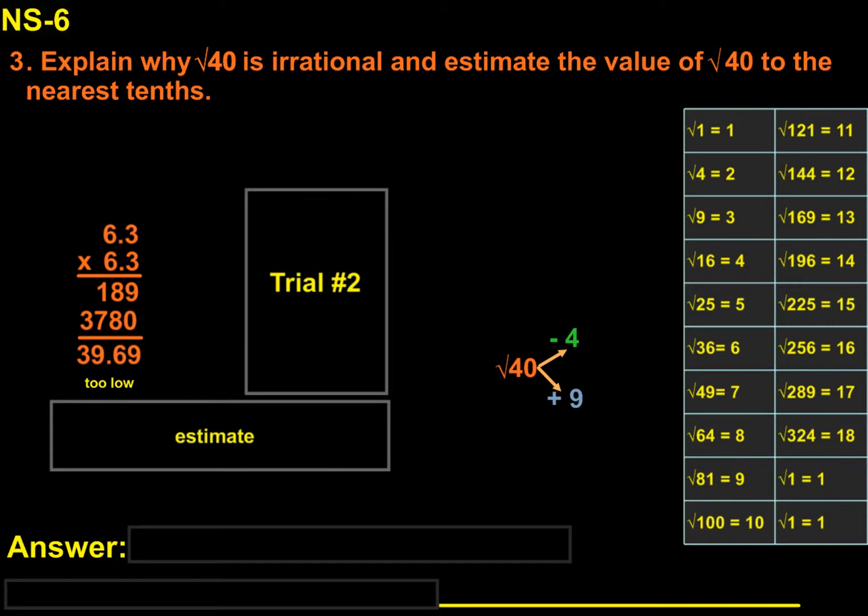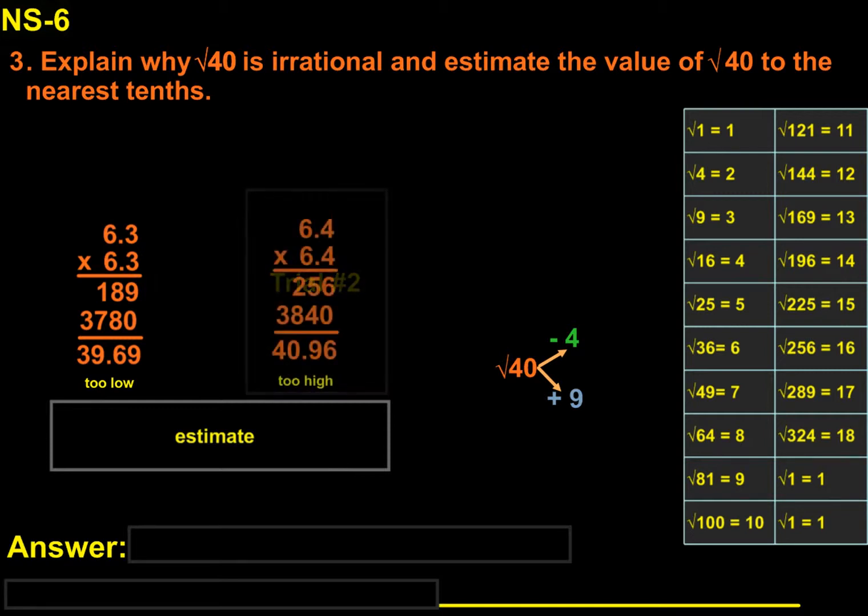So I multiply 6.3 times 6.3. I get 39.69, which is lower than 40. So I'm going to try jumping up to the next highest one, which would be 6.4 times 6.4. If I multiply that together, I get 40.96, which is too high. So that's good. I've got either side of 40 now.